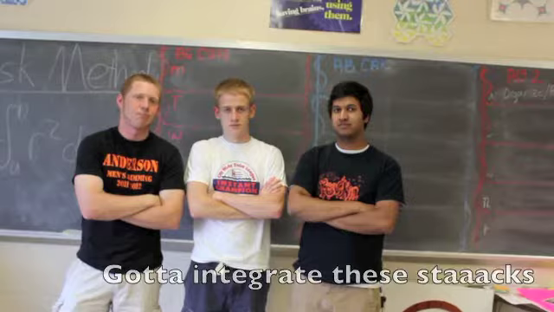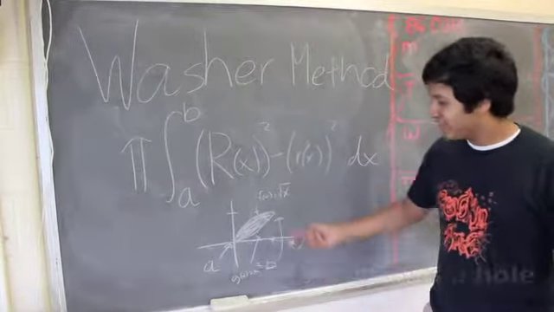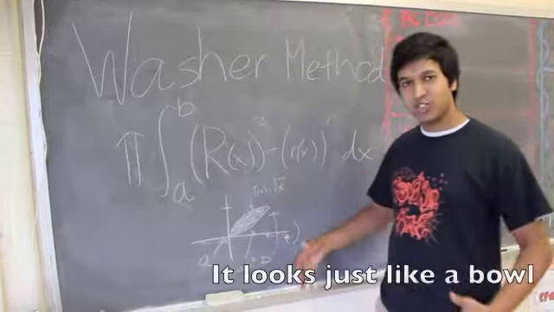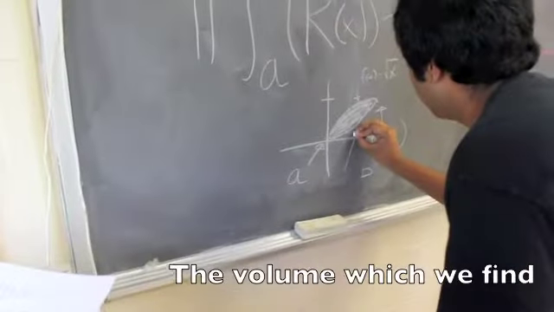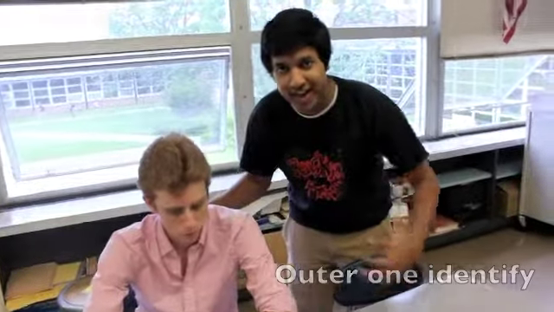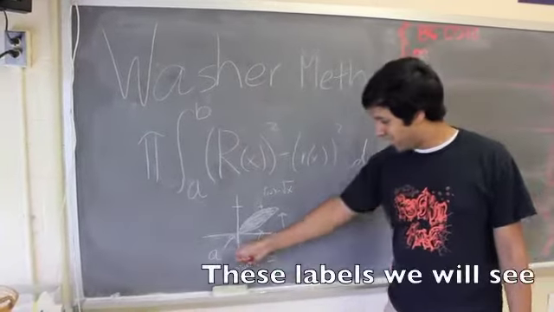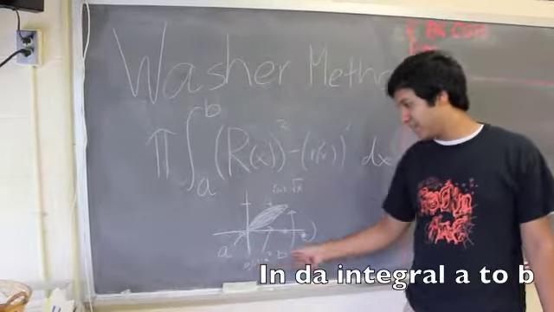Gotta integrate these stacks. This last method is new. What are we supposed to do? The solid has a hole. It looks just like a bowl. The volume we will find will have two radii. Outer one identified, the smaller one's one inside. The outer's big R of x, the inner small r of x. These labels we will see in an integral a to b.